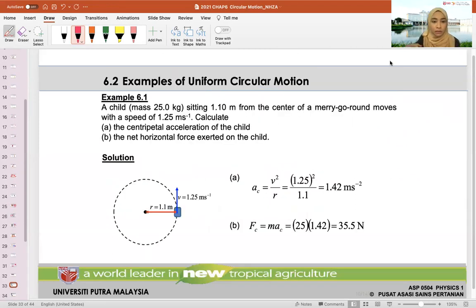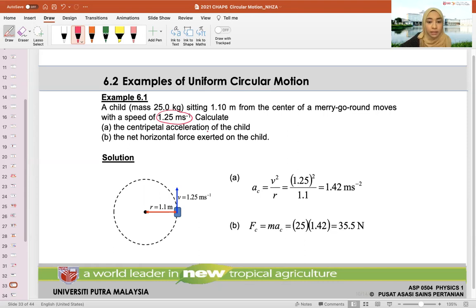Okay. Example 6.1. Let's just cover one and then we are done for today. A child of mass 25 kilogram sitting 1.1 meter away from the center of a merry-go-round. So this is a merry-go-round. It moves with a speed of 1.25. So this is the linear speed. How do I know it's linear? Because it says meter per second. If it were angular speed, it would give me something in radians per second, right? So this is our linear speed.